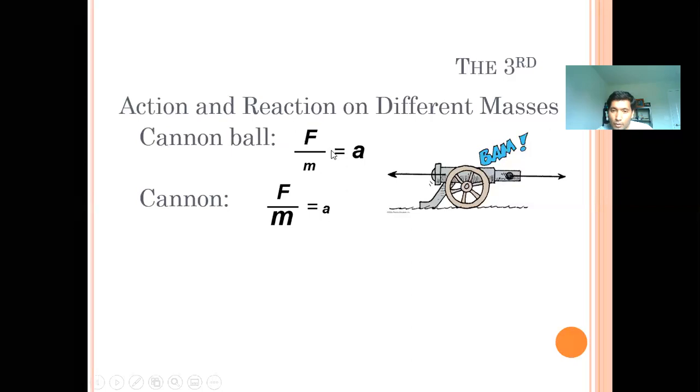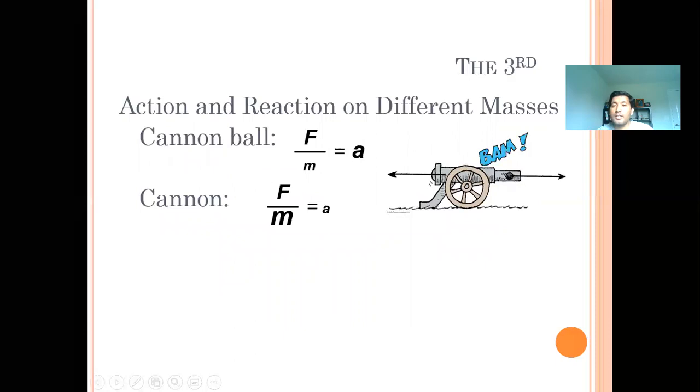This is for the cannonball. Look here. The mass of the cannonball is small, so you will get a huge acceleration. That's why this is huge. And what about the cannon? The cannon's mass is very large. So the force is the same. If you divide by a huge number instead of a small number, what will happen? This number will be small, right? The acceleration will be smaller for this one. So the cannon is not accelerating that much in comparison to the cannonball.